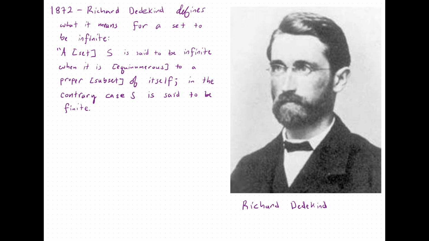In 1872, Richard Dedekind defined what it meant for a set to be infinite. Now, is this to say that mathematicians prior to Dedekind did not have a notion of what it meant to be an infinite set? No, mathematicians had a notion of what it meant for a set to be infinite. The real numbers are infinite, the integers are infinite, but no one had precisely stated a definition of what it meant to be infinite. And that's the crucial distinction when it comes to Dedekind.